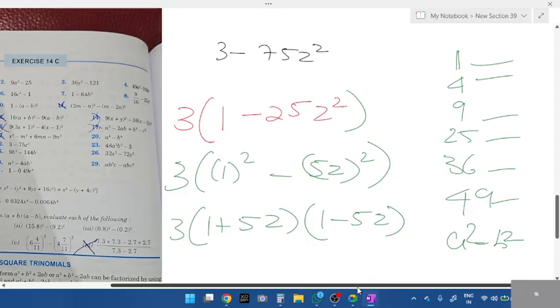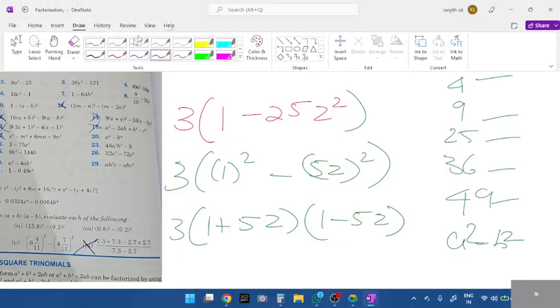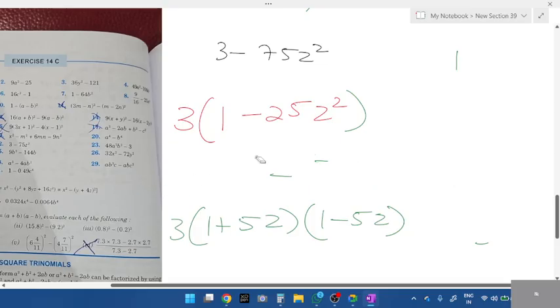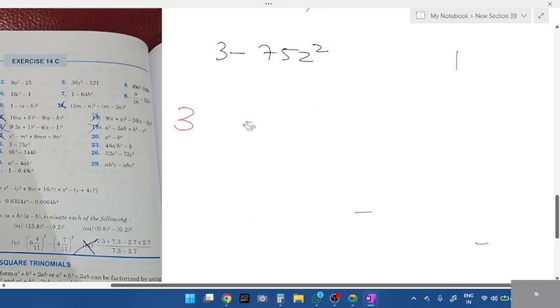Yes. One is the remainder, right? Who asked it out? Is it Amani? Tell me, Amani. What is the common factor for this? 3. When you factorize, what did we get?